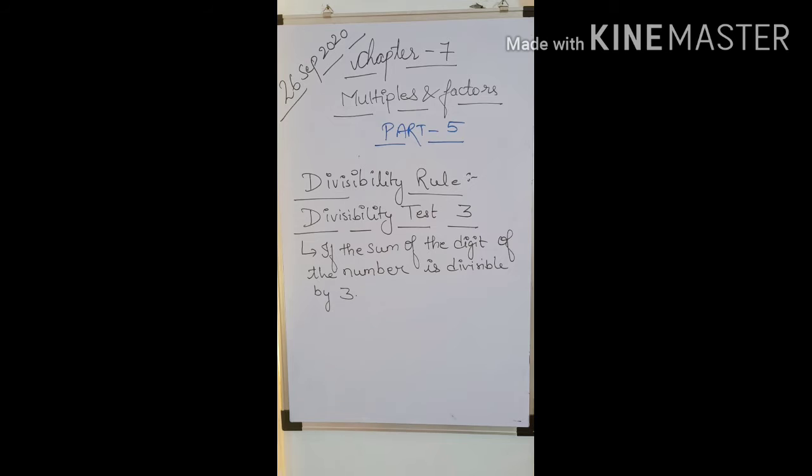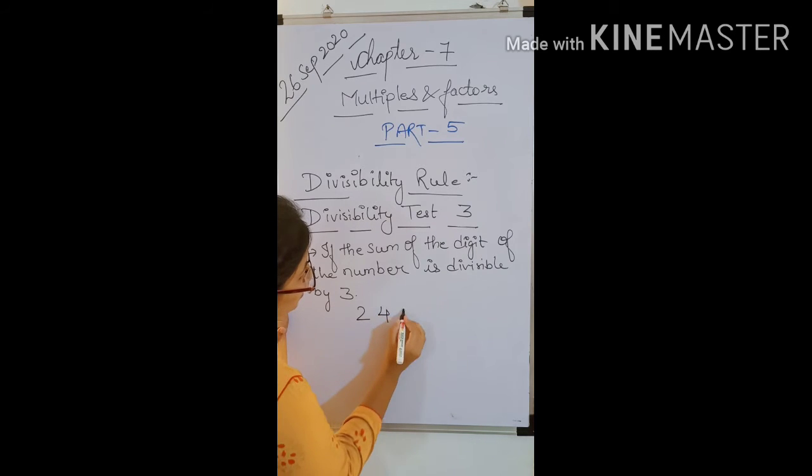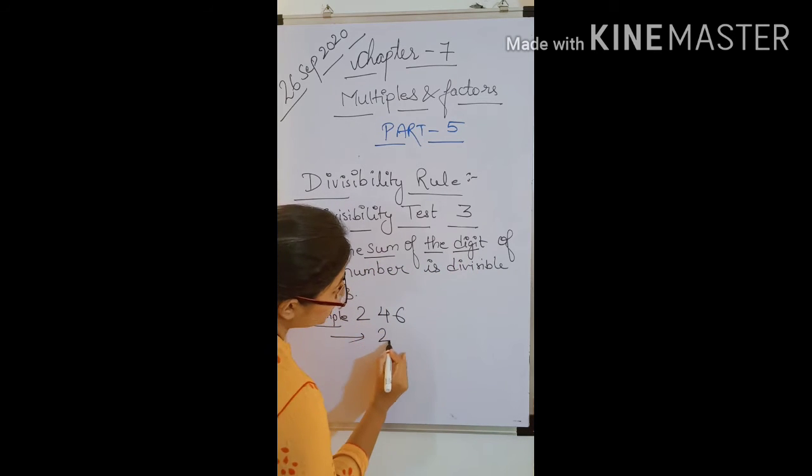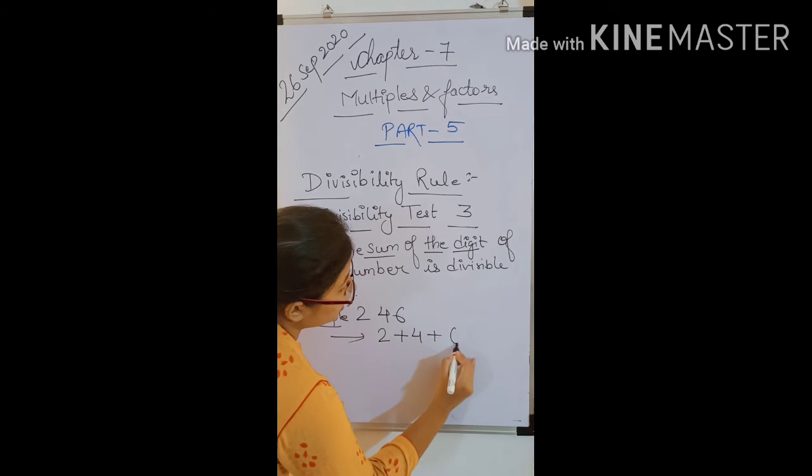Now the next divisibility test which we are going to use is the divisibility test by 3. If the sum of the digits of the number is divisible by 3, then the number will be divisible by 3. Let us look at a number over here. Suppose the number is 246. Let us understand what this means. If the sum of the digits, you have 3 digits over here, so you have to do the sum of all the 3 digits. Let us apply the sum.